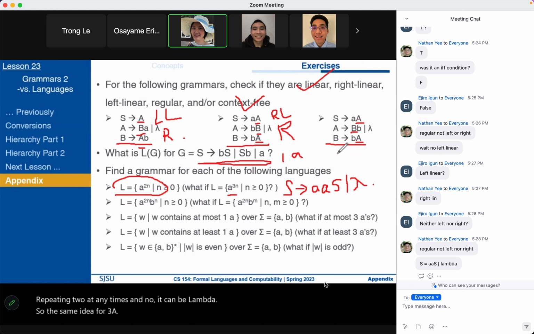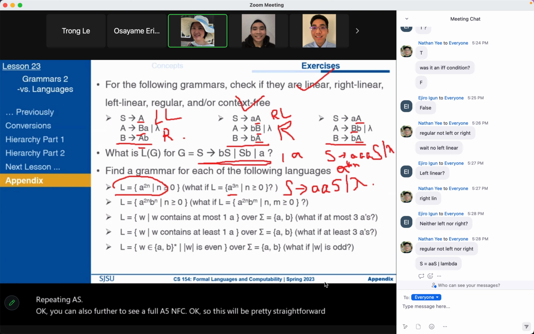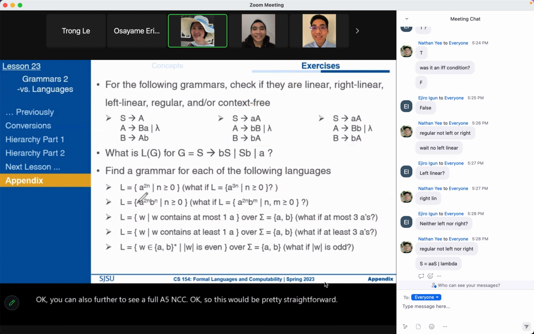This means that we need to repeat 3 A's, repeating A, S. You can also go further to say 4A, 5A, etc. So this will be pretty straightforward. And let's see, what about this one?